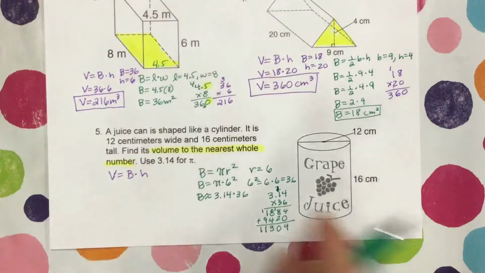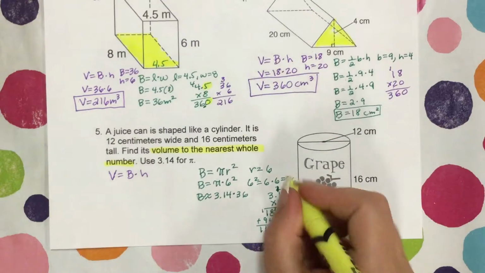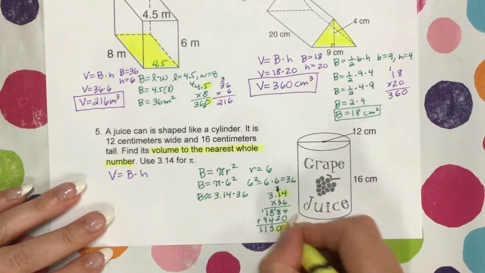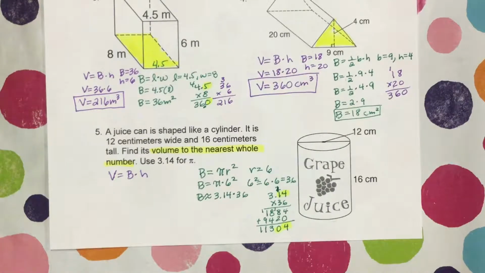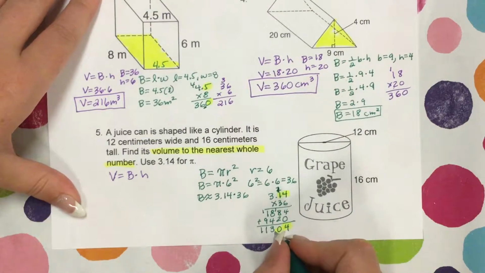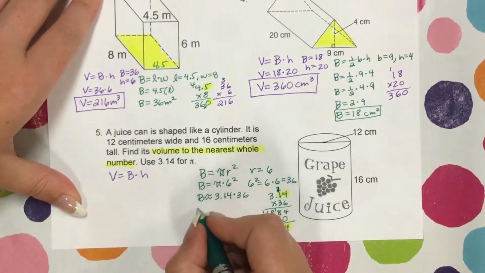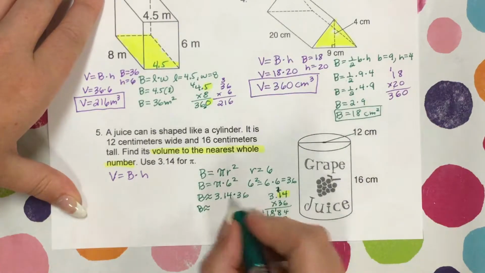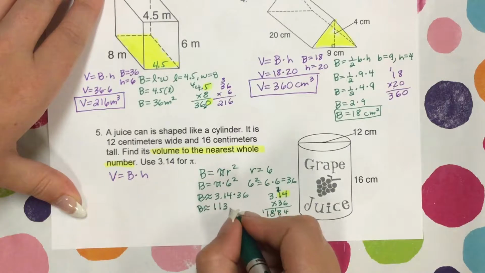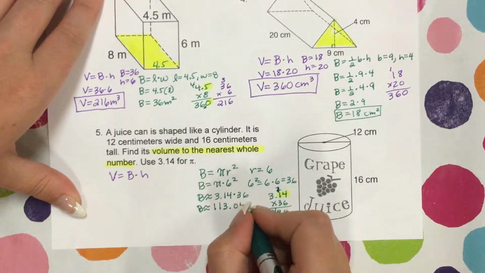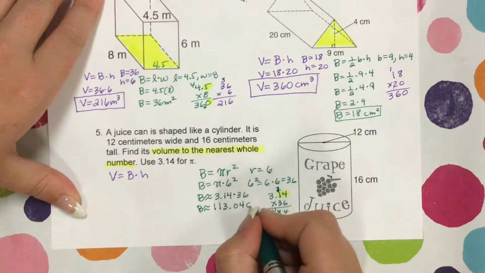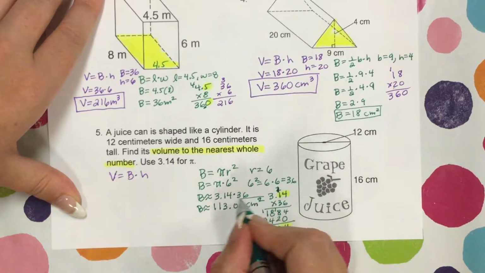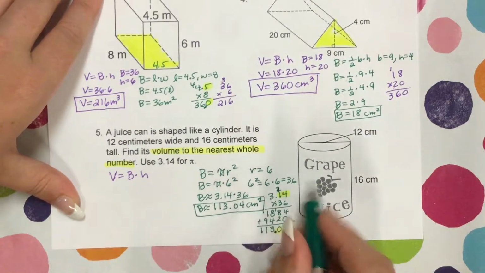Now we just need to figure out where to put that decimal. In the problem, there are 2 decimal places. That means in our answer, we're also going to have 2 decimal places as well. So the area of the base is going to end up being 113.04 centimeters squared. Okay, perfect. That's our area of the base.